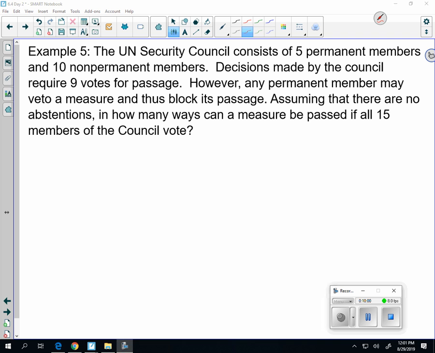So let me see where my time is. 9 minutes, 10 minutes. So I'm going to stop here, but please read this and try to think about if you can figure out how to set it up, and then we'll start here in class.